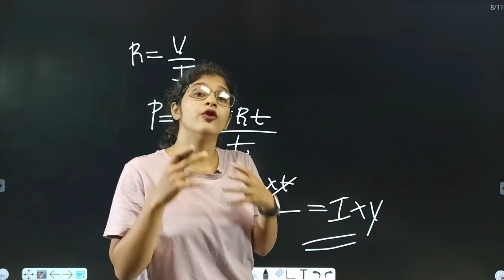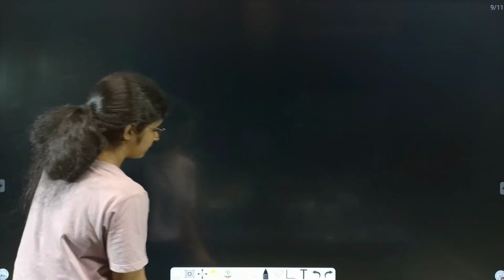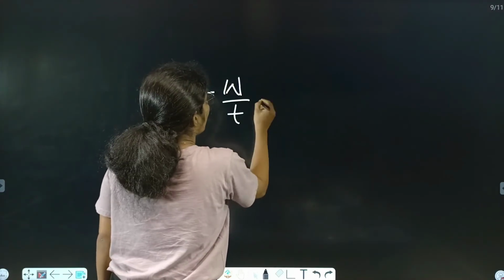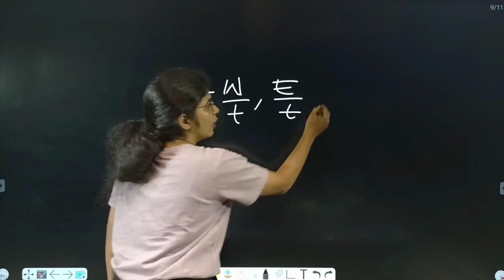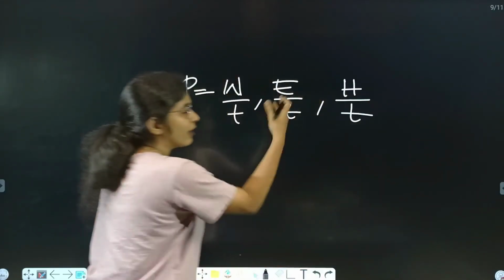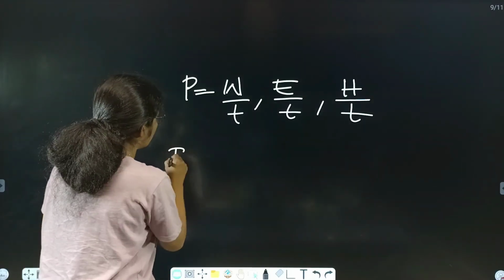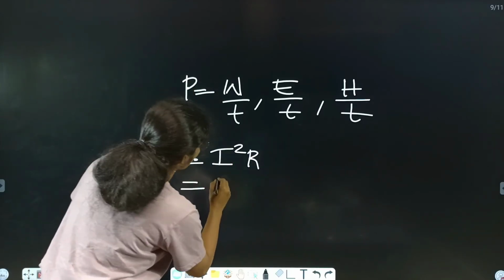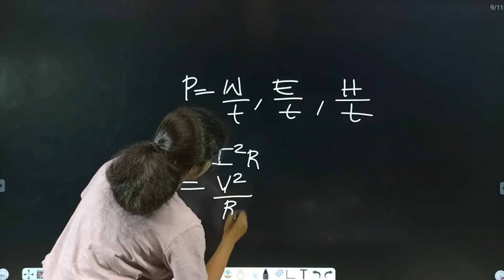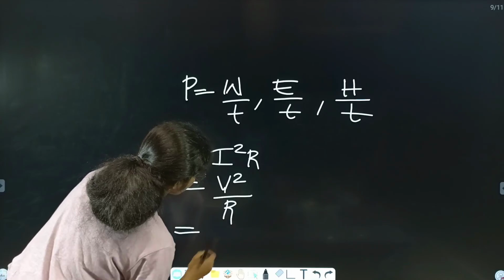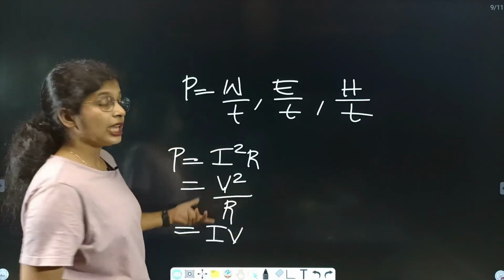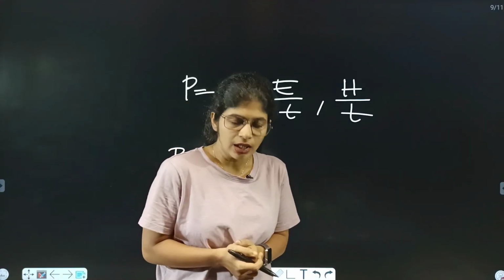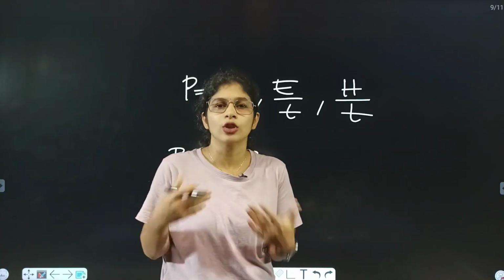So we got the three equations for power. I'll write it one more time. First, power is equal to work done by time, or energy by time, or heat generated by time. From this we derived three other equations. Power is equal to I square R, which is equal to V square by R, and the third one is I into V. So these are the three equations for electric power. I hope it's clear. You have to learn these equations, only then can we solve the problems. Thank you.